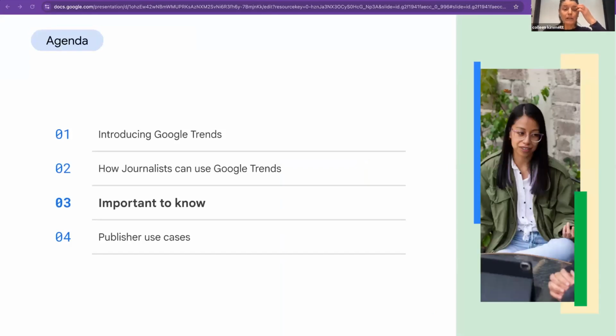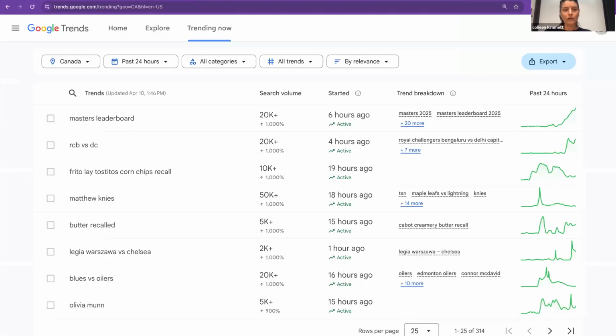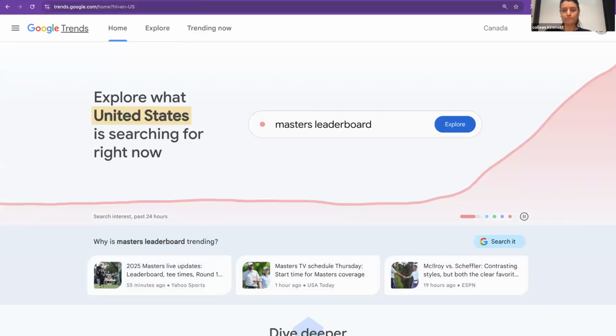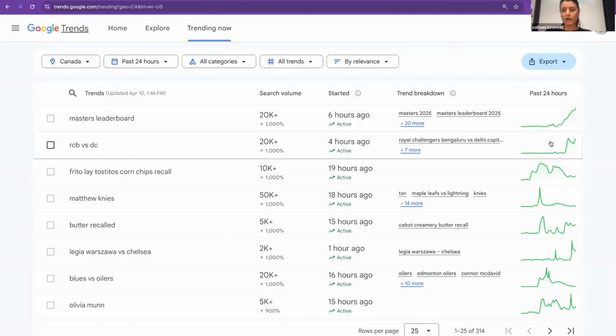Some key facts, some key things to note about Trends. These are the trends patterns that Google has identified. So if you want to go over to Google Trends, I'm going to flip over to Trends, and you can go to trends.google.com. It'll take you to a page that looks like this. You can see, because my location settings are on, it immediately brings me to Canada. I can go to trending now. And these are the trending graphs in green on the side that I'm looking at.